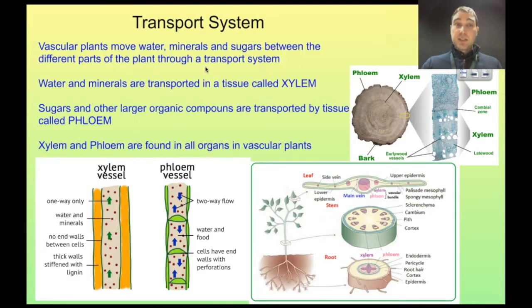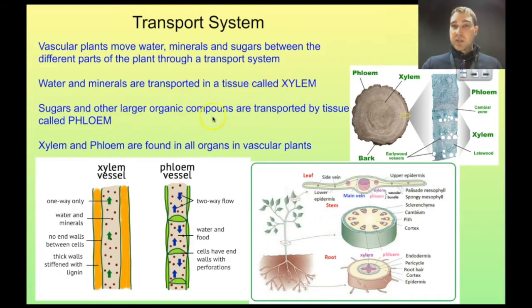So in vascular plants, water, minerals and sugars need to be moved between different parts of the plant, and that's done by this transport system. The transport system is made up of two structures called xylem and phloem. So water and minerals, so the water-soluble stuff, that's transported by xylem. The larger compounds, like sugar and other larger organic compounds, they're transported by structures called phloem.